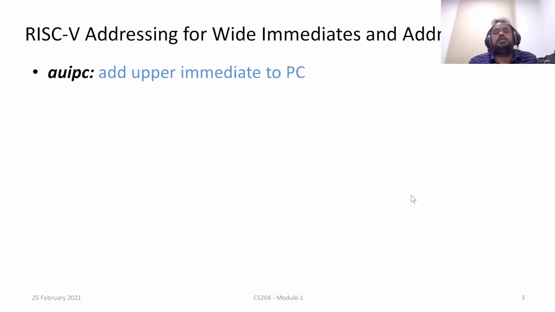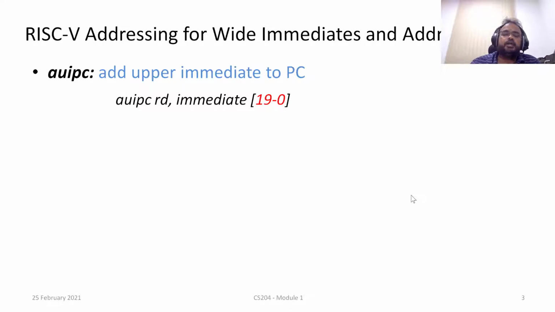The second instruction that RISC-V provides is add upper immediate to program counter. In short, it is AUIPC. It would look something like this, very similar to the previous instruction. We have the AUIPC mnemonic, RD destination register, followed by the 20-bit immediate value.